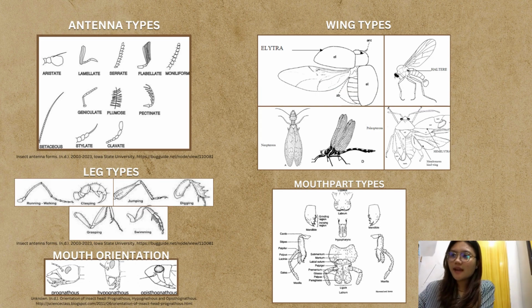So, insects have a variety of antenna types that have evolved to serve different sensory functions. Here are some common types of insects' antenna. First is the aristate, lamellate, serrate, flabellate, moniliform, geniculate, plumose, pectinate, setaceous, stylate, and clavate.